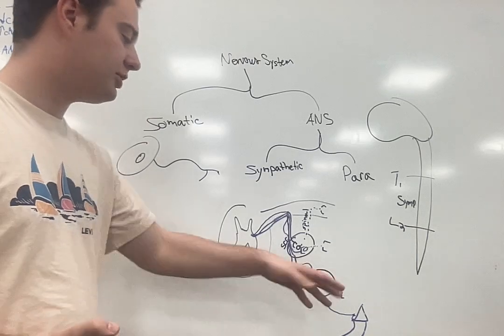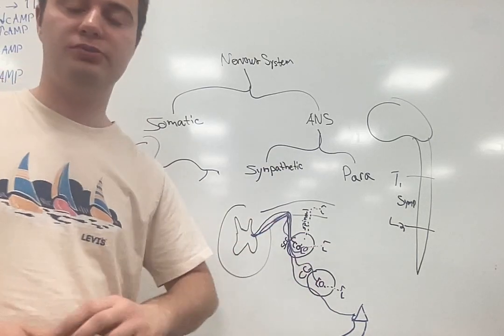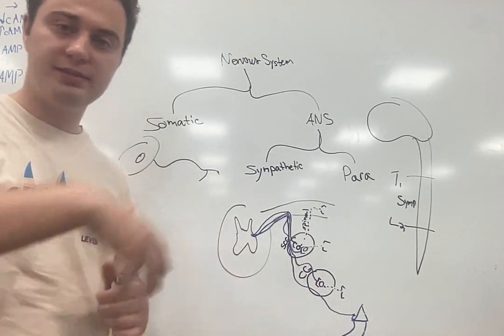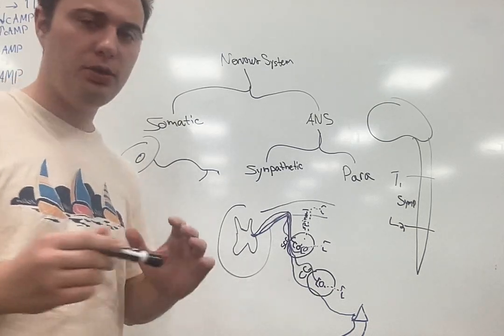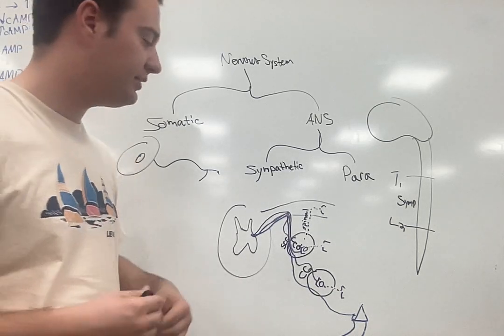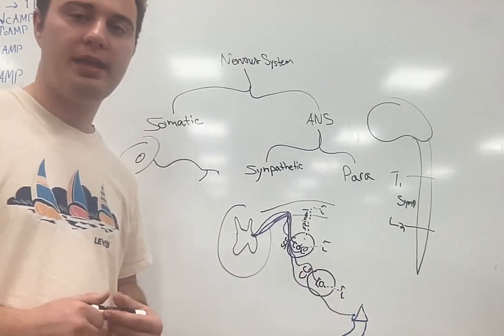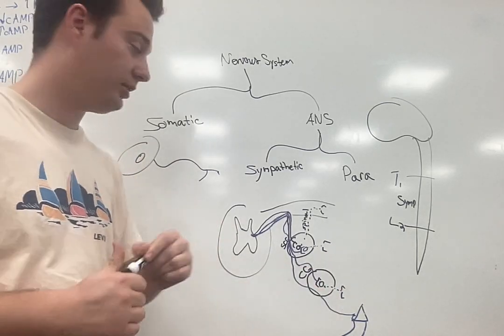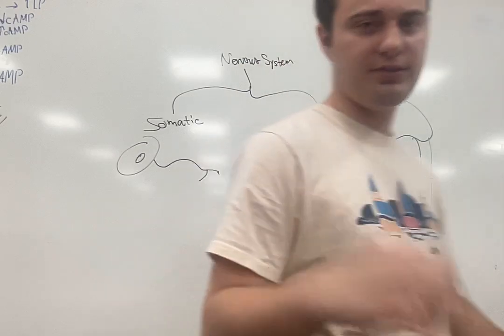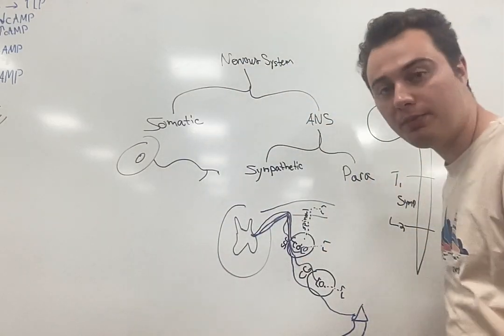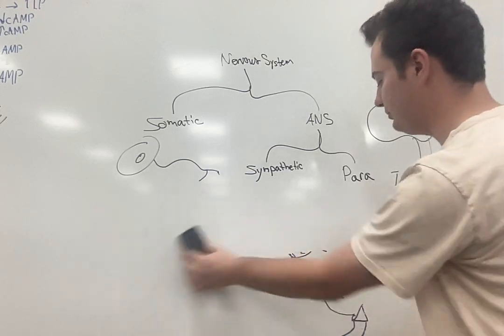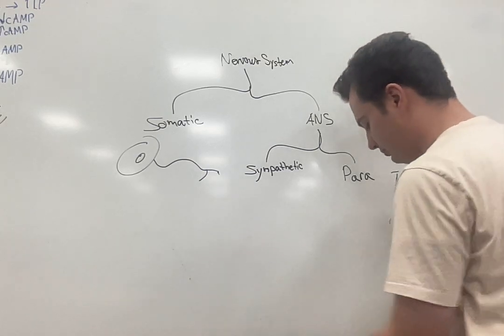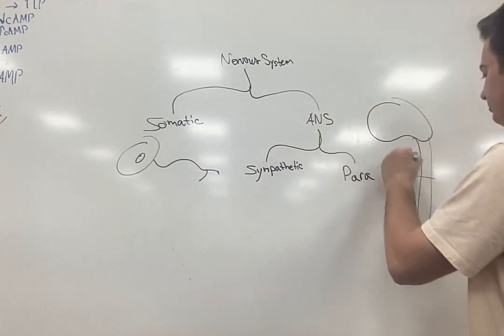And so I'll be returning to this idea of transmitters and receptors and all of this later. But for the time being, just take it in good faith that most of the time it's going to be releasing norepinephrine at the end of the road for sympathetic. Let's talk about parasympathetic. Parasympathetic belongs here.